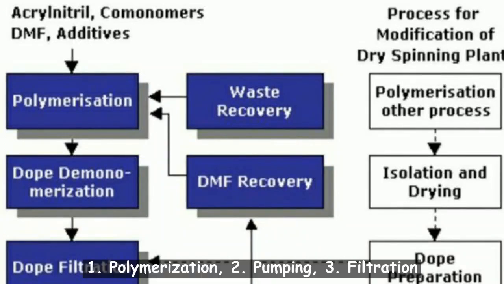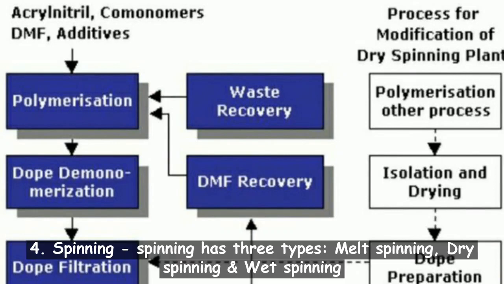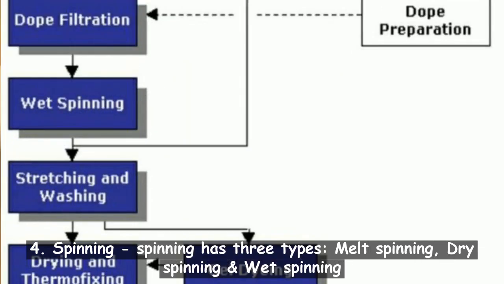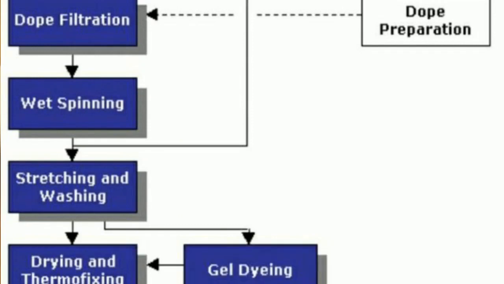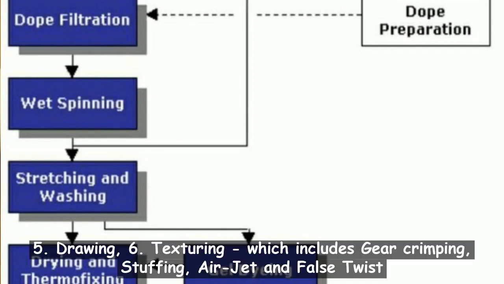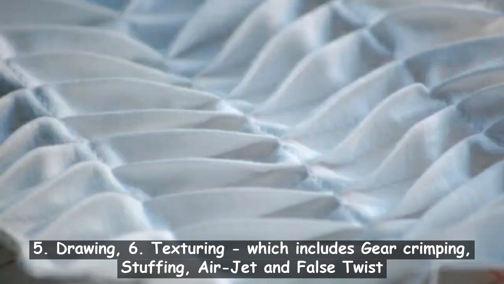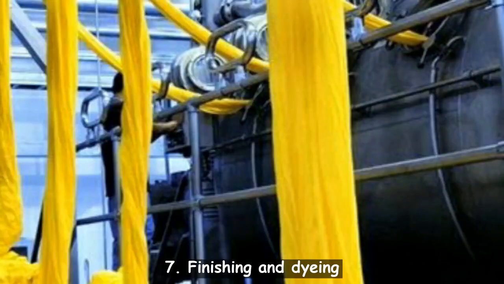Number 1. Polymerization. Number 2. Pumping. Number 3. Filtration. Number 4. Spinning. Spinning has three types: melt spinning, dry spinning and wet spinning. Number 5. Drawing. Number 6. Texturing, which includes gear crimping, stuffing, air jet and false twist. Number 7. Finishing and dyeing.